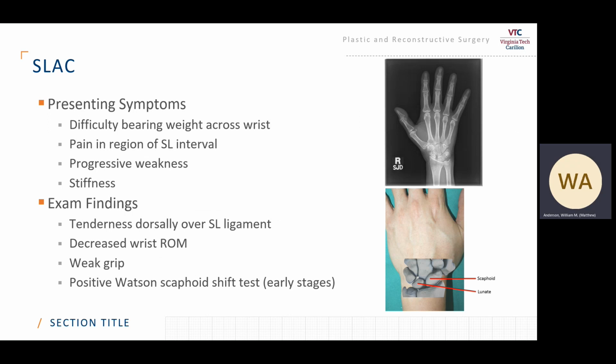So presenting symptoms in SLAC wrist are very similar to the other wrist arthritides: difficulty with weight bearing across the wrist. SLAC patients can have pain in the region of the SL interval. Progressive weakness and stiffness are also very common. On exam, these patients can have tenderness dorsally over the SL ligament, decreased range of motion of the wrist, reduced grip strength, and they can also have a positive Watson scaphoid shift test. This is primarily only an early stage disease, as the progressive arthritis typically stabilizes the scaphoid in late stages.